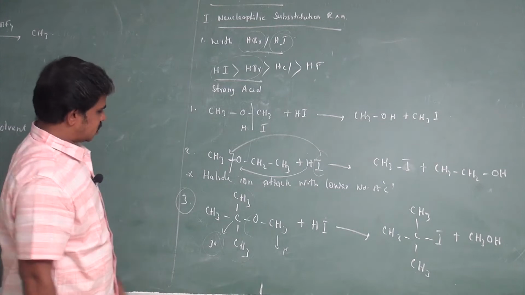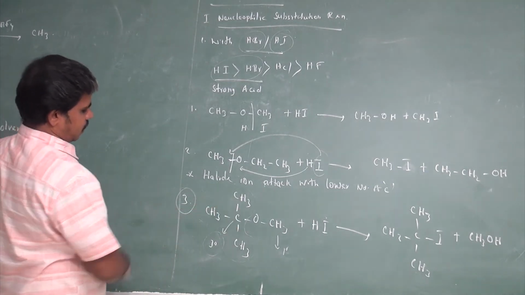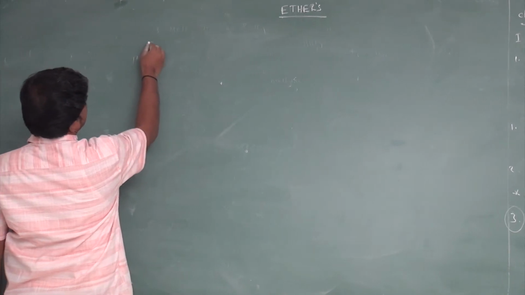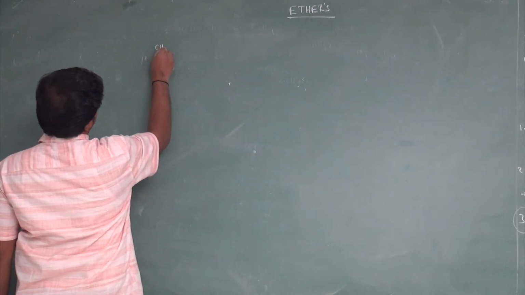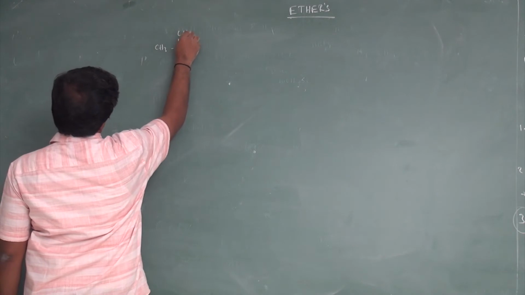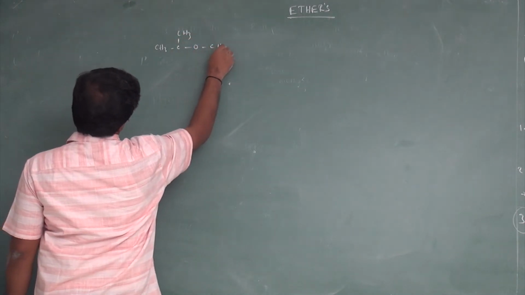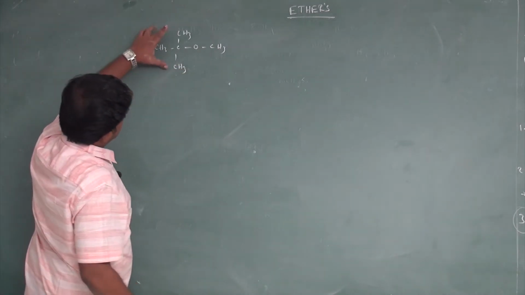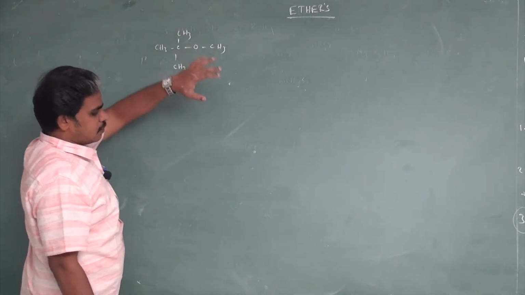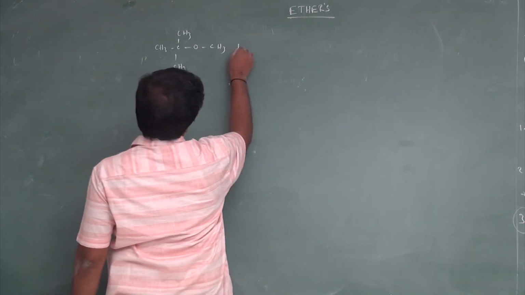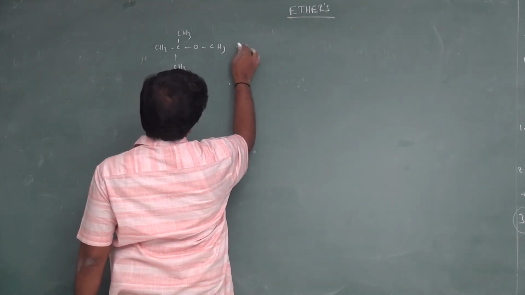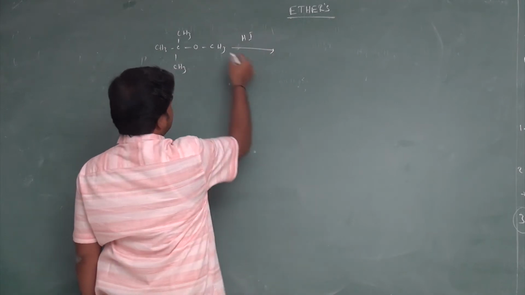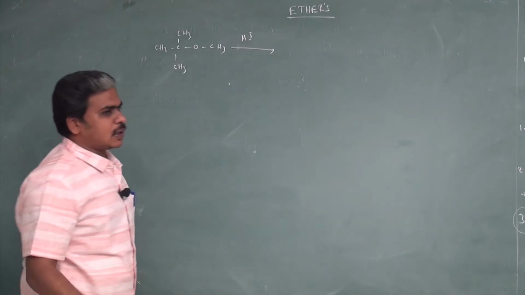What do we do for that? We take the mechanism. If you take an ether containing a tertiary alkyl group, CH3, C, CH3, O, CH3 and here CH3, so an ether containing a tertiary alkyl group and a primary alkyl group, when it is reacted with HI. So HI is the strongest acid, so the etherical oxygen gets protonated.